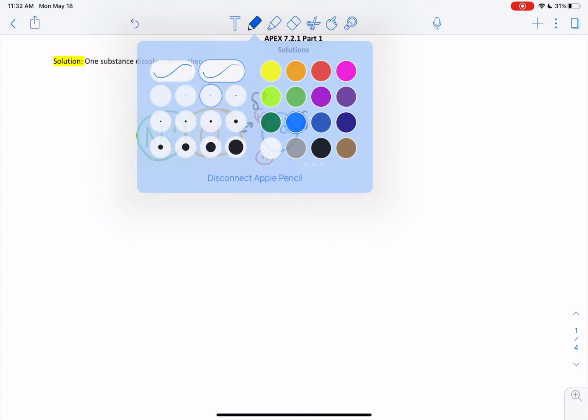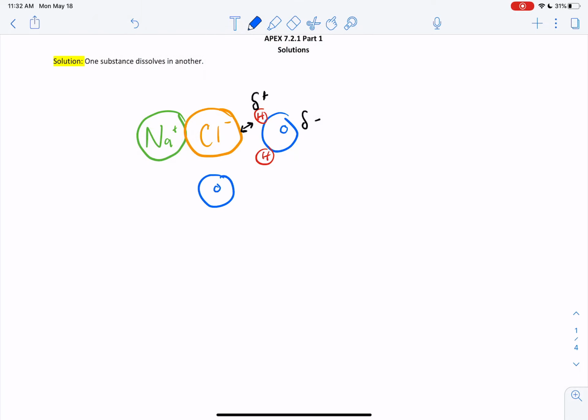So it's going to surround it and be attracted to that, okay? And so that's going to start to pull that chlorine away from the sodium, okay? Because the hydrogen end is partially positive, it is attracted to the negative chlorine ion, so it's going to pull it away from the sodium ion.